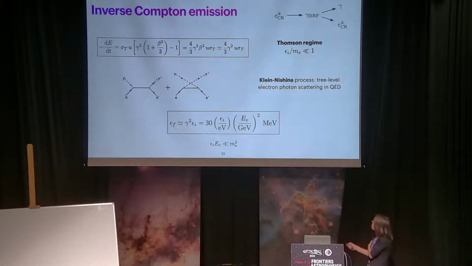You can work out from the full Klein-Nishina regime, the relativistic regime, what is the energy of the outgoing photons. But just to have a proxy for you to remember, the final photon energy is related to the initial photon energy by the Lorentz factor squared of the electron or positron. So if you have cosmic ray electrons accelerated up to GeV energies, and your radiation field is of the order of electron volts, then you get out photons at MeV energies.